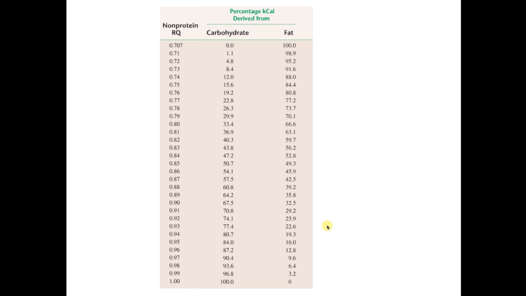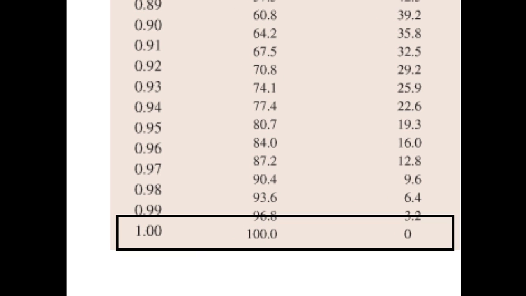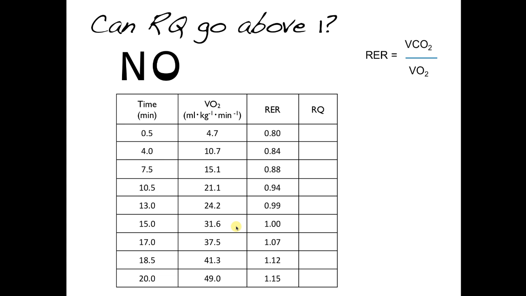Let's look at what we can use RER for. As you can recall from a previous video, RQ actually helps us predict the percent carbohydrate and percent fat. You can see here that an RQ of 1.0 means that the person is using 100% carbohydrate to produce ATP. What does this mean in terms of RER if it's above 1? Well, recall, we can't use more than 100% carbohydrate. Impossible. So what does this data really mean?